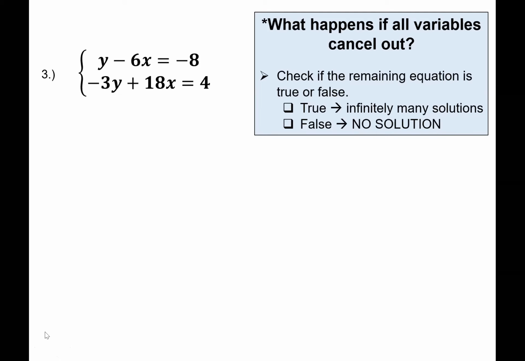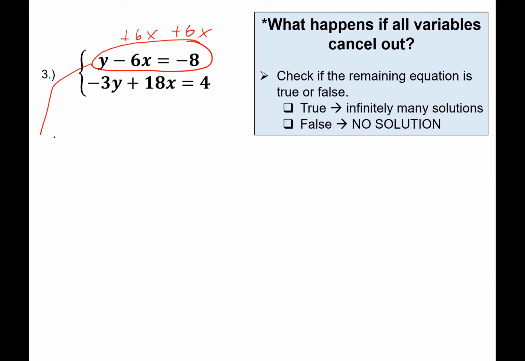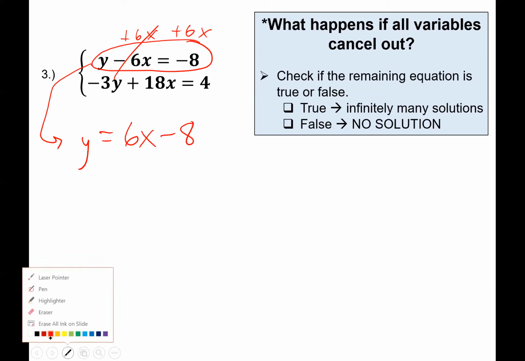So let's start just like we did last time by isolating a variable. Let's solve for y in that first equation. So y minus 6x equals negative 8. If we just add 6x to both sides, here's what we would get. Y equals positive 6x minus 8. And then we can substitute into the other equation.